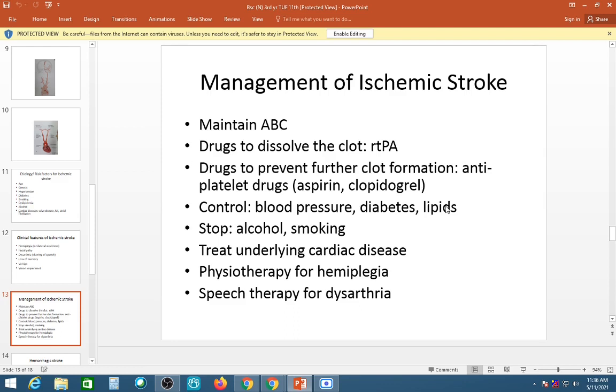We have to also tell the patient to control their diet, to have less fat in the diet so that the lipid and cholesterol is under control. So diet control is also very important. Treatment of diabetes. The patient has to stop alcohol and smoking for lifetime, otherwise the stroke can occur. If any cardiac disease is there, we have to treat it, whether it is myocardial infarction or atrial fibrillation. Rehabilitation therapy like physiotherapy has to be done for the hemiplegia or the paralysis, and speech therapy for the dysarthria. Lifelong treatment is required because stroke is a persistent problem. It is not going to recover fast.